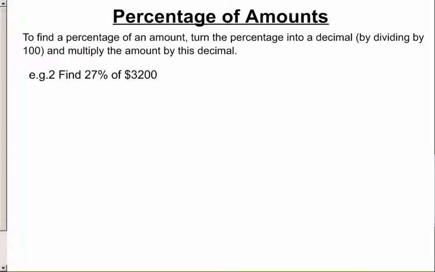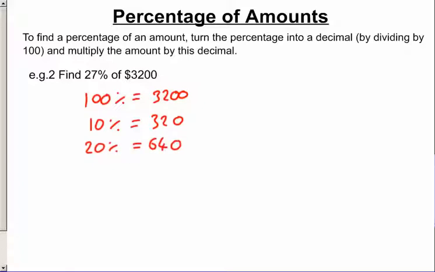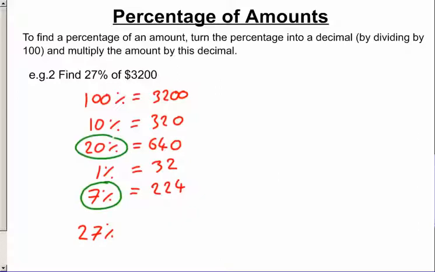We're going to do the long way as well to see how much time we can save with the multiplier. So 100% is equal to 3200. So 10% is equal to 320. So 20%, we double that, we get 640. For 1%, we divide 10% by 10 to get 1%, that gives us 32. And for 7%, we need to multiply the 1% by 7, and that gives us 224. If we want 27%, we need the 20% and the 7%, so we need the 640 and the 224, which gives us $864.